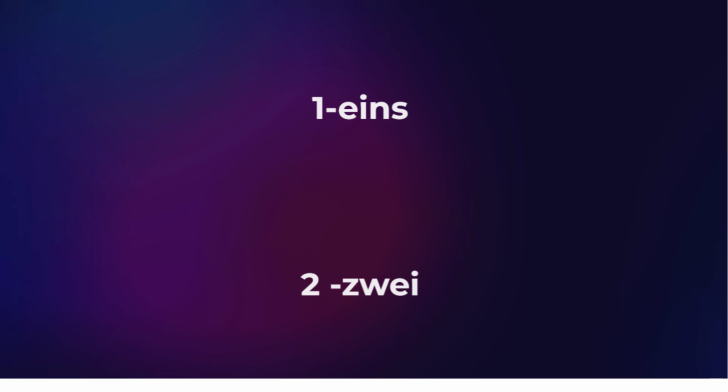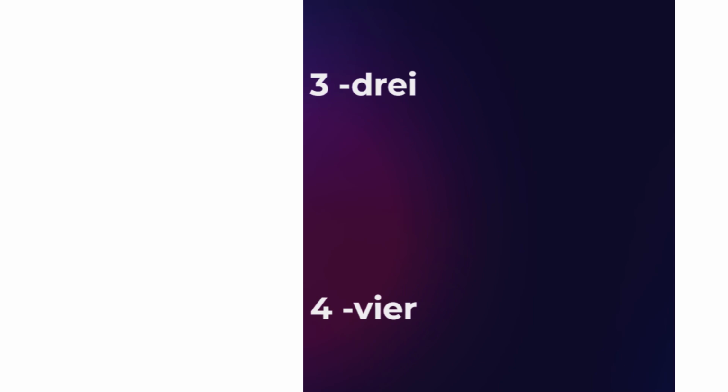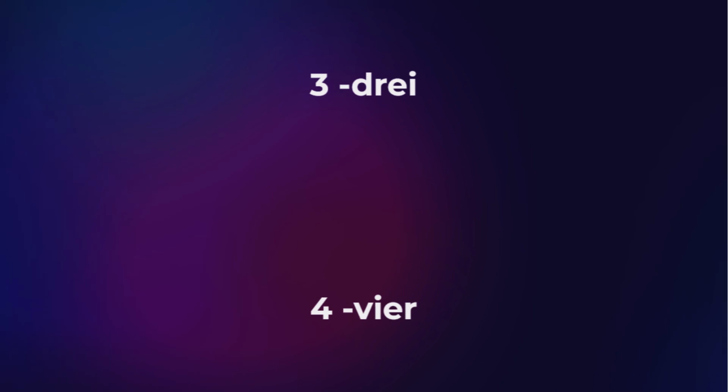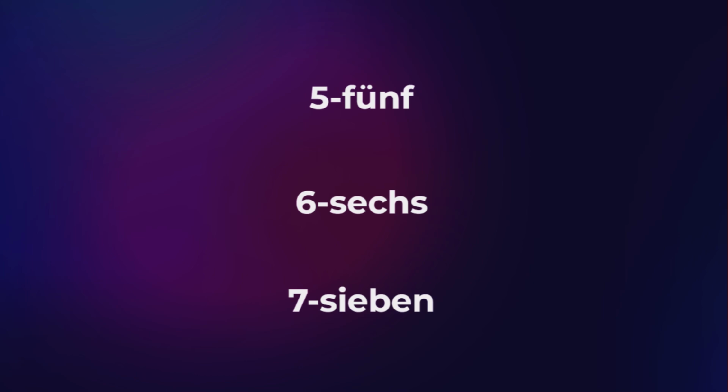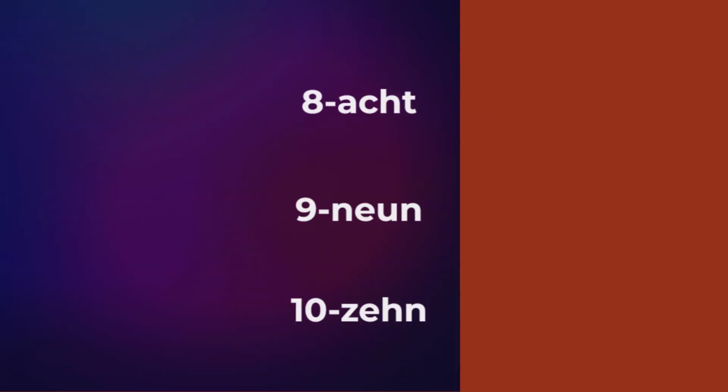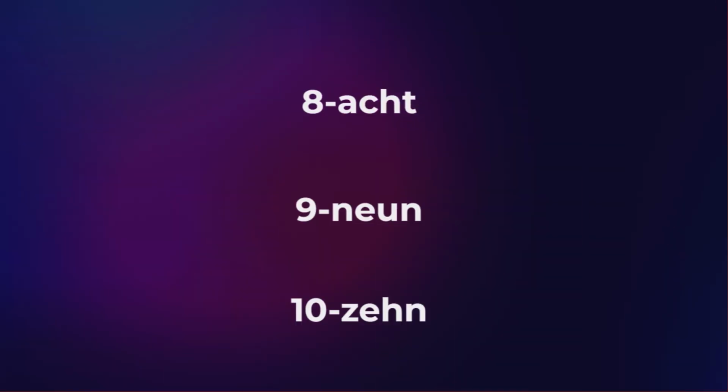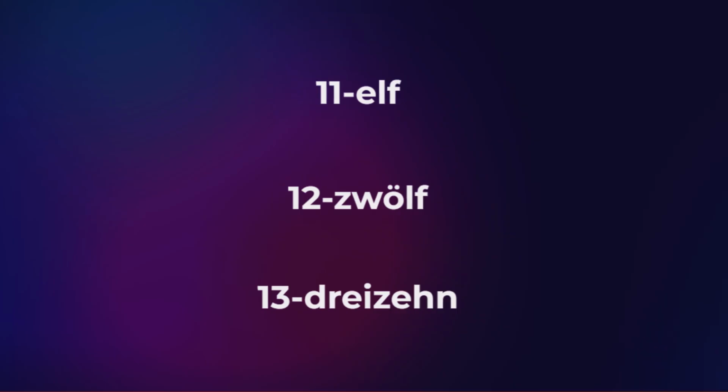First, let's start with numbers. I'll say the number in German, then in English. Repeat after me, loud and clear. 1, 2, 3, 4, 5, 6, 7, 8, 9, 10. Perfect. Now let's continue from 11 to 20.